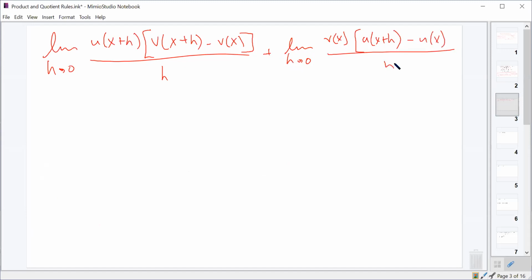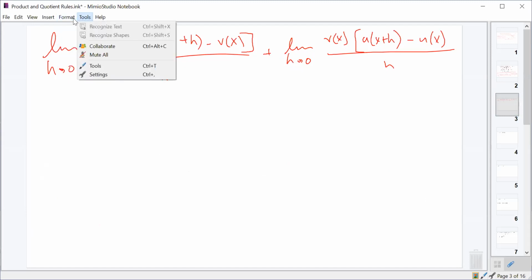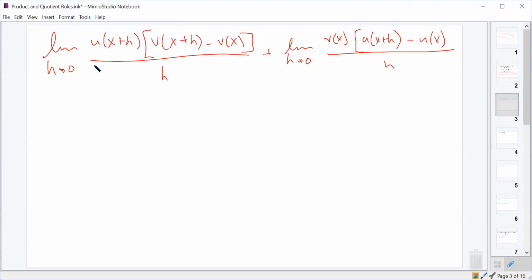And with any luck, we will notice what is occurring within our limits. It's a constant times the difference quotient. Yeah, it's not quite a constant, but it's some function here times the difference quotient. This right here is the difference quotient, right? And this right here is a difference quotient. True?